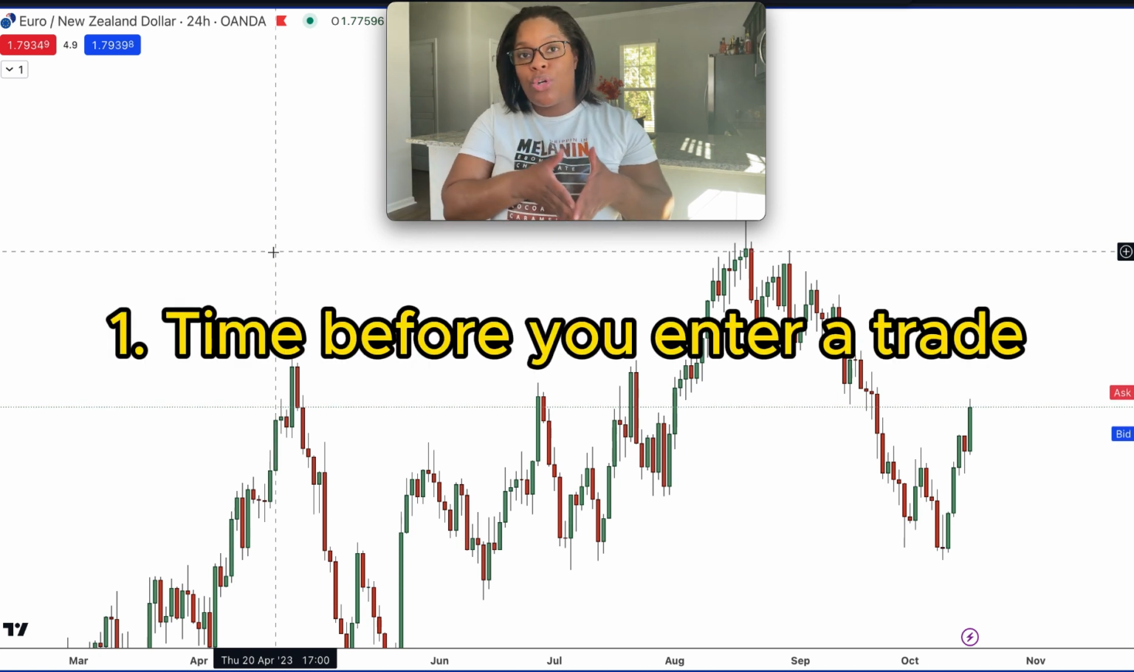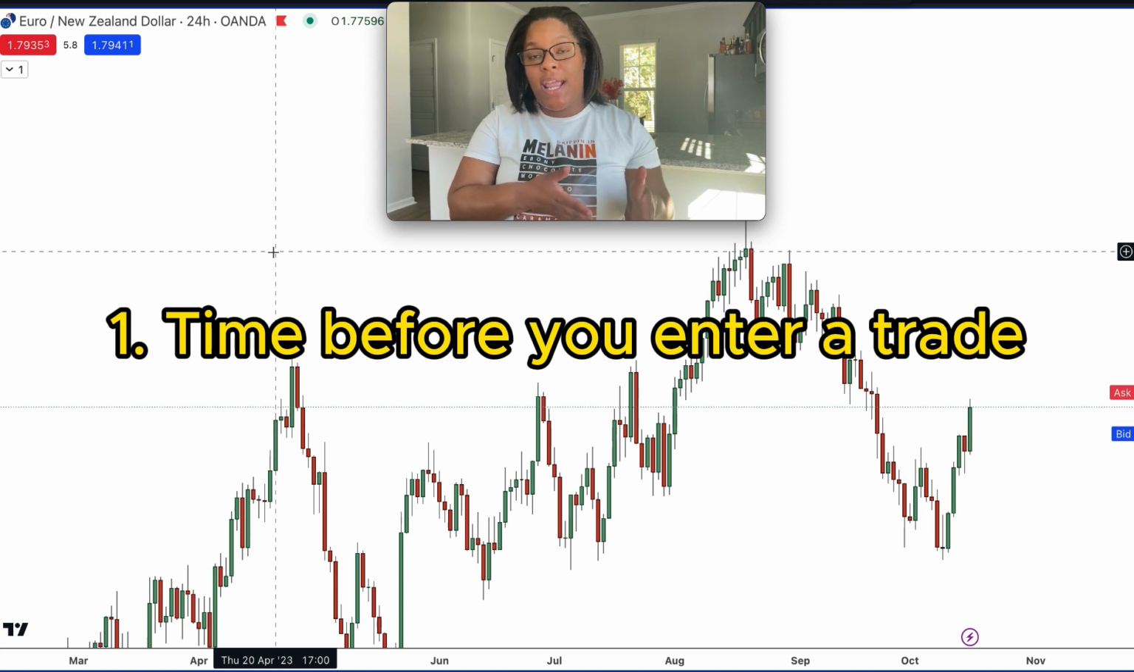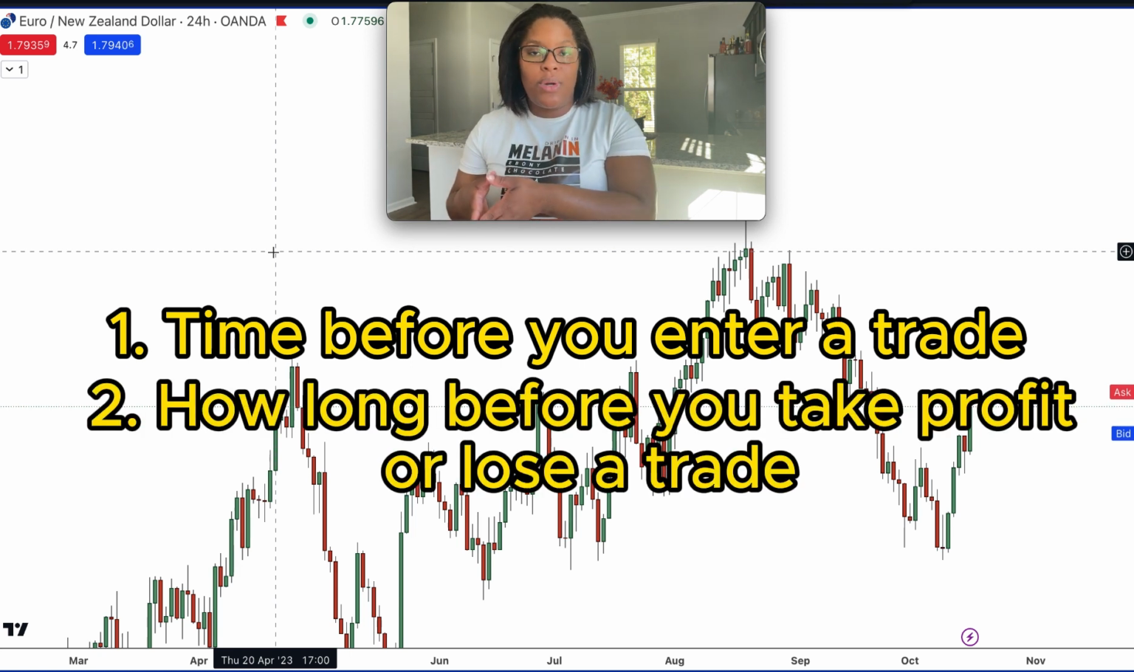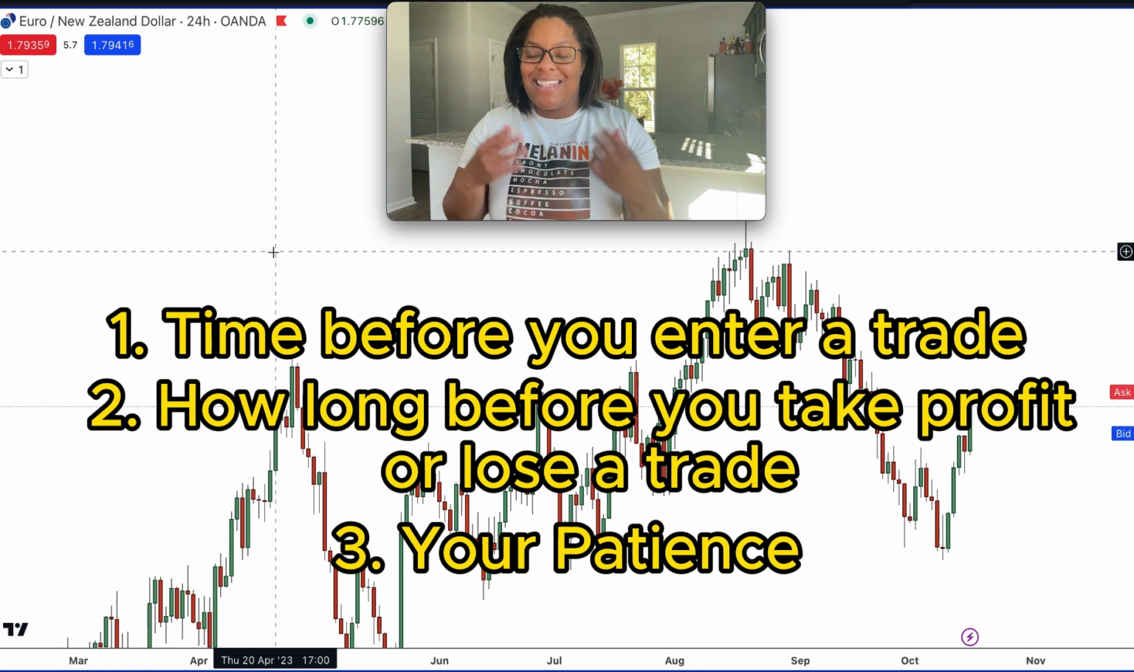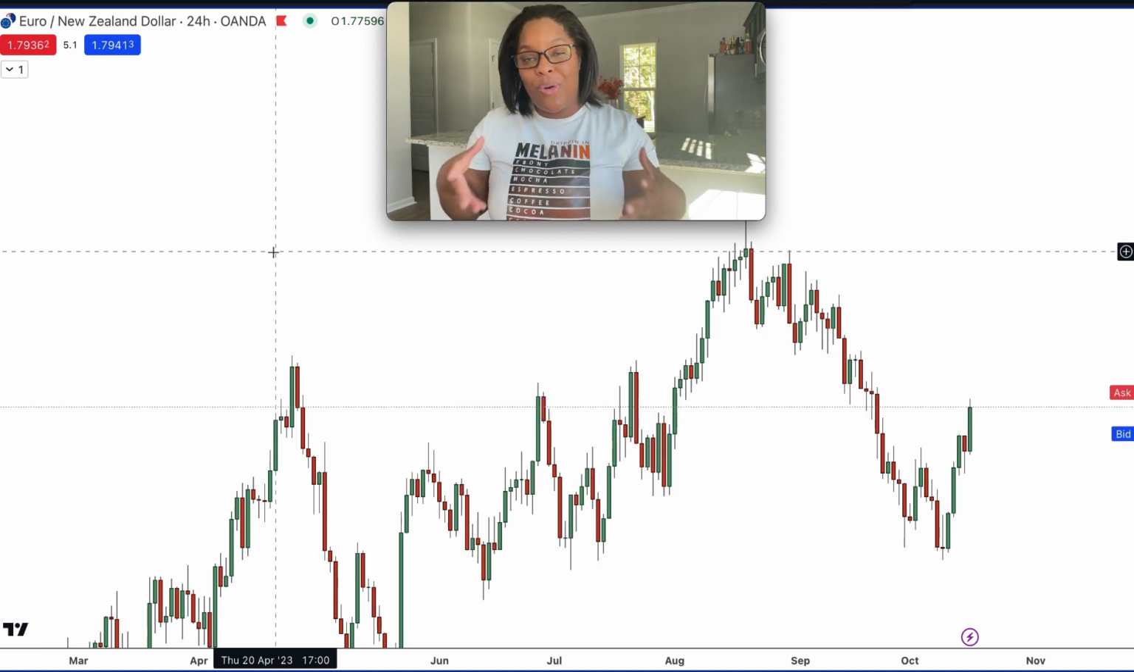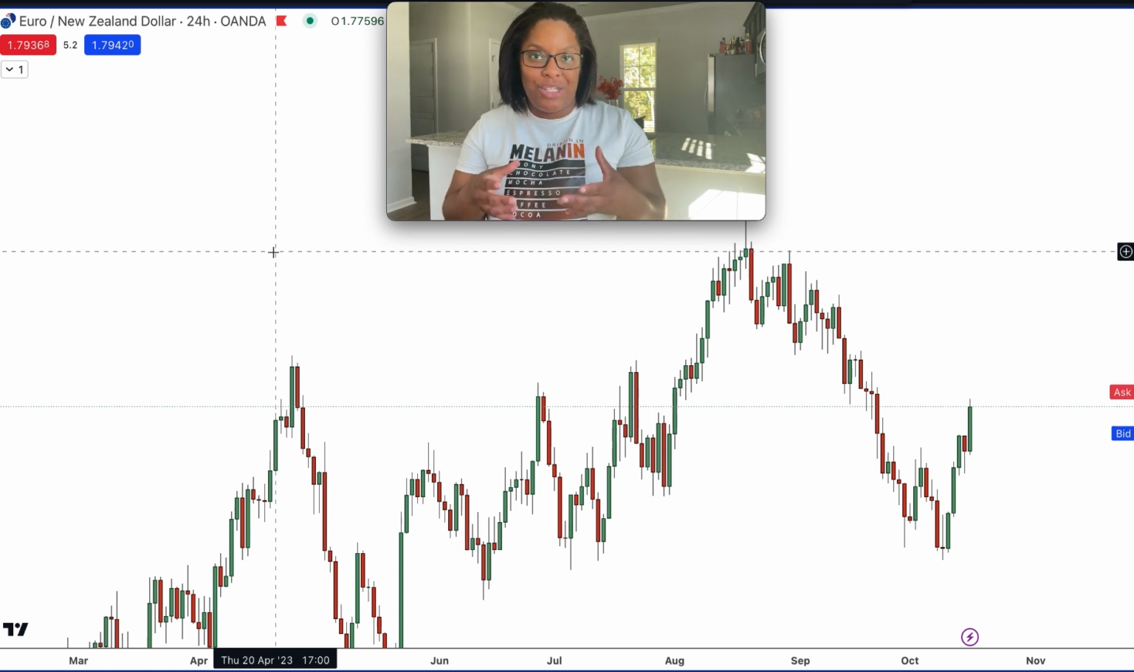One, how long you're going to wait before you're in the trade. Two, how long it's going to be before you exit the trade, and that could be in profit or with your stop loss. Three, your patience. Yes, your patience is measured. So I'm going to show you guys a quick way to measure your profitability in the market. Let's go ahead and get to the price charts.